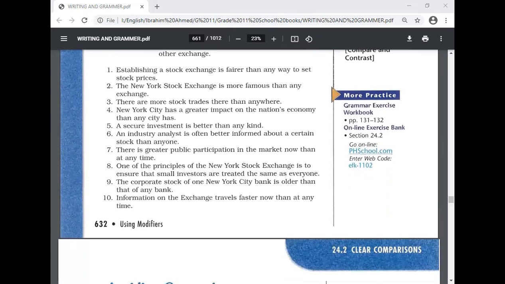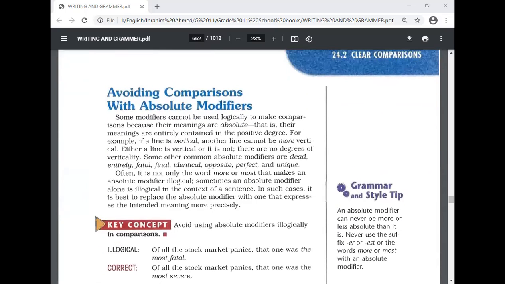Number one, establishing a stock exchange is fairer than any way to set stock prices. Any other way, it should be any other way. The New York Stock Exchange is more famous than any exchange, it should be any other exchange. That we need to add other or else to exclude the compared item from this comparison.